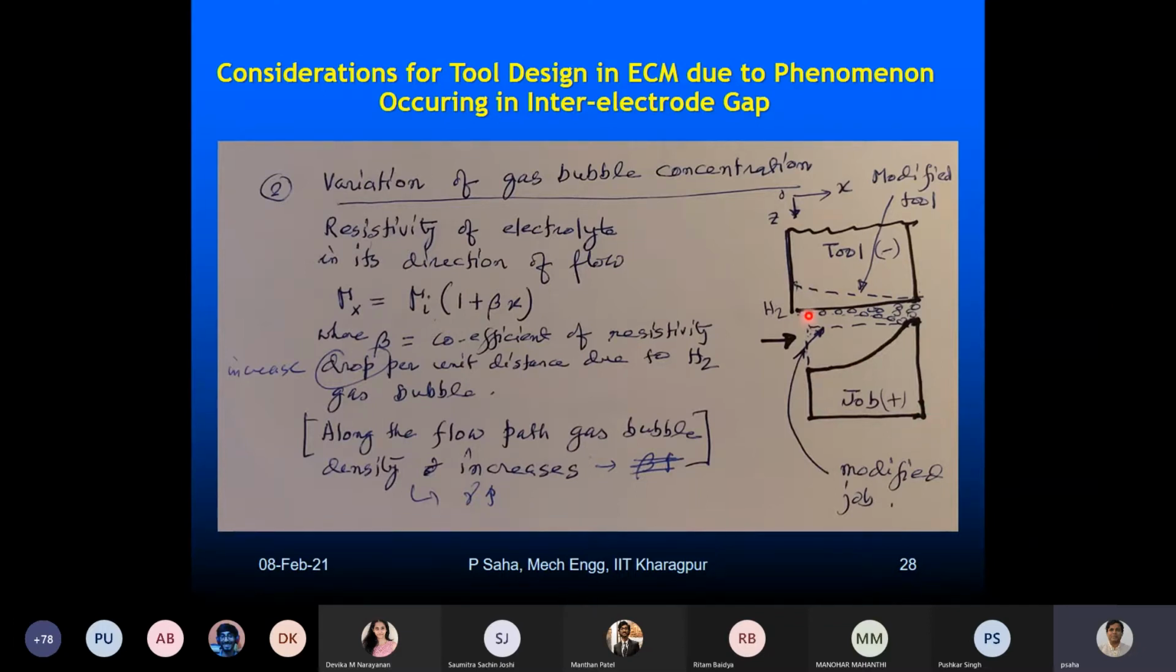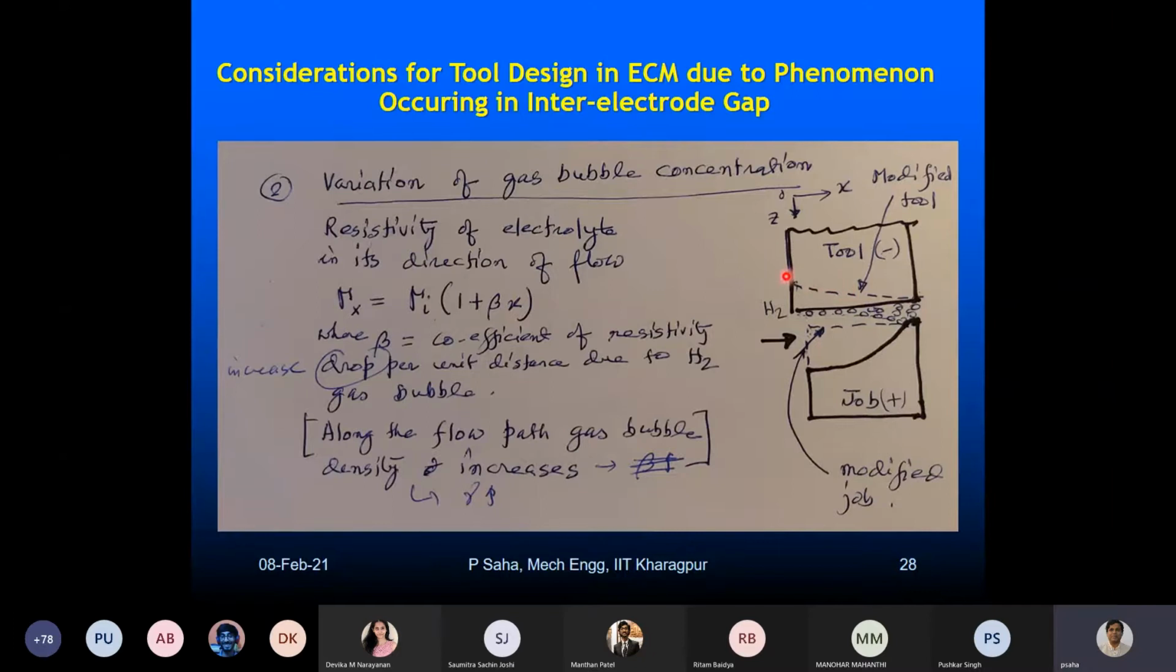Because we desire to get a flat surface on the job, like this, what do I have to do? I have to make some modification on the tool. Here I make the tool like this dotted path.